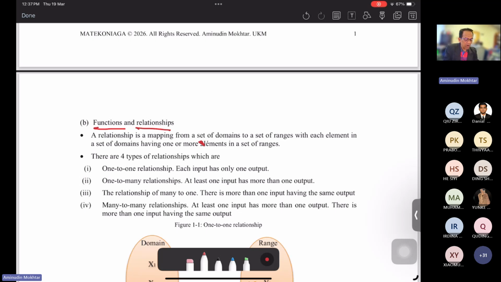There are four types of relationship. One-to-one relationship: each input has only one output. One X produces one Y. One input produces one output. Or we can have a one-to-many relationship, where at least one input has more than one output. At least one X has more than one Y. That's how we get a one-to-many relationship.